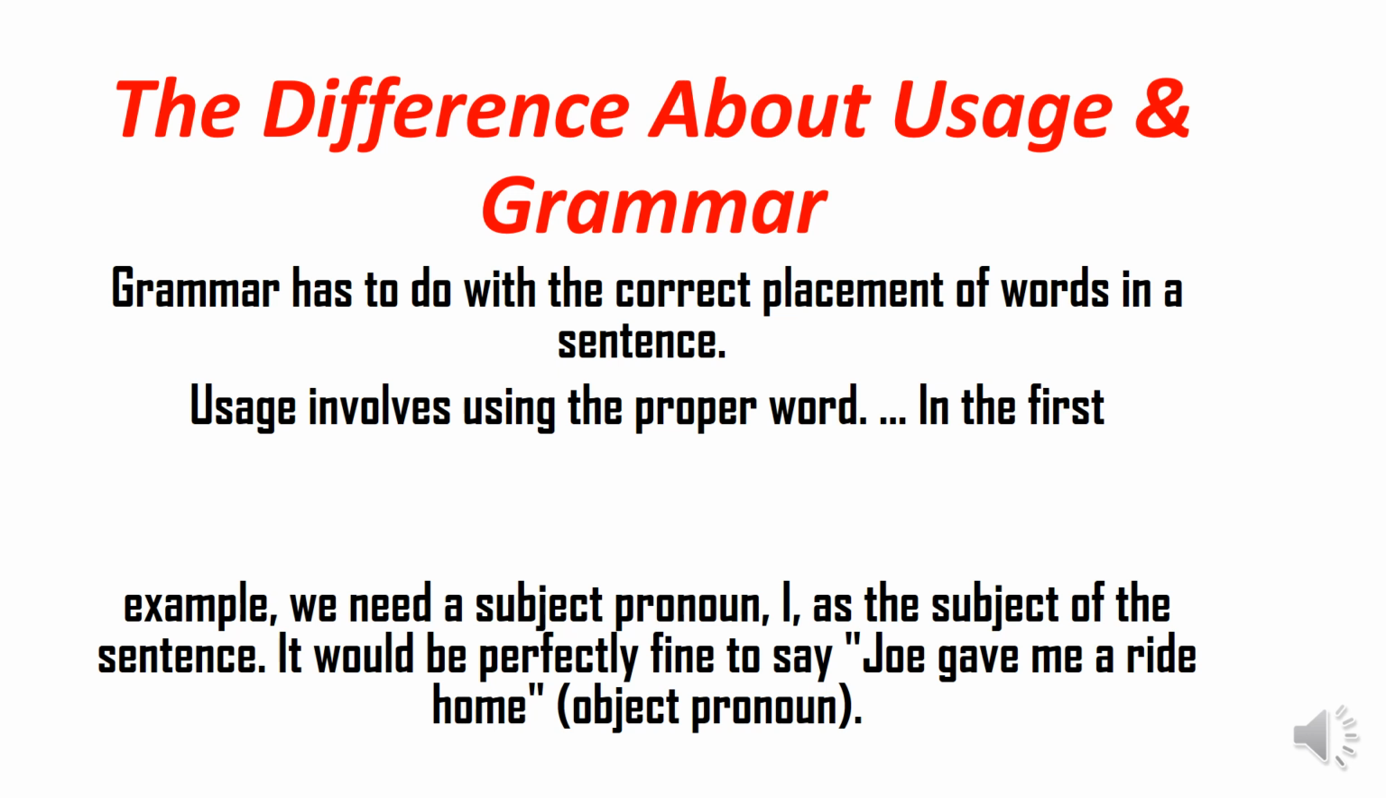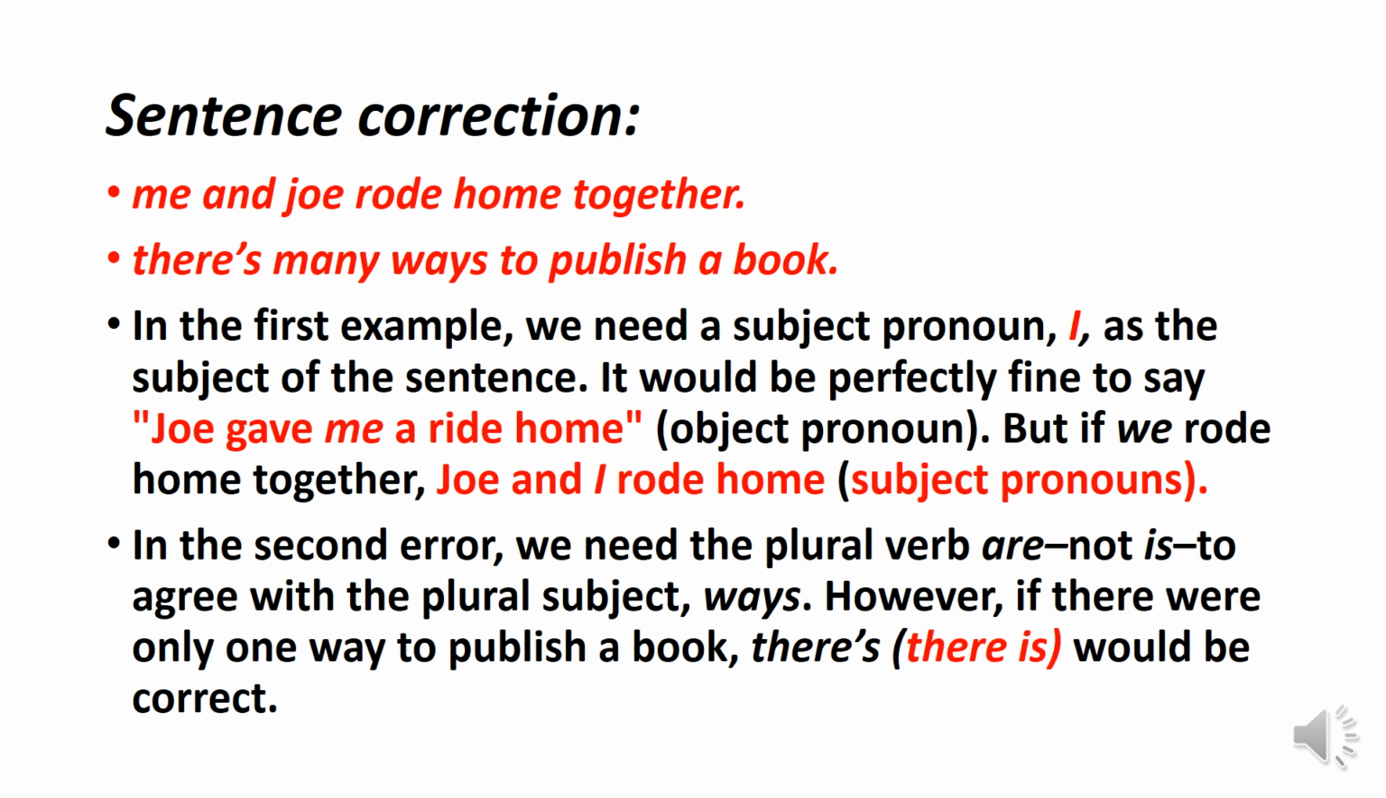So for example, we need a subject pronoun, I, as the subject of the sentence. It would be perfectly fine to say, Joe, give me a ride home. That is the object pronoun. In our sentence corrections: Me and Joe rode home together. There's many ways to publish a book.